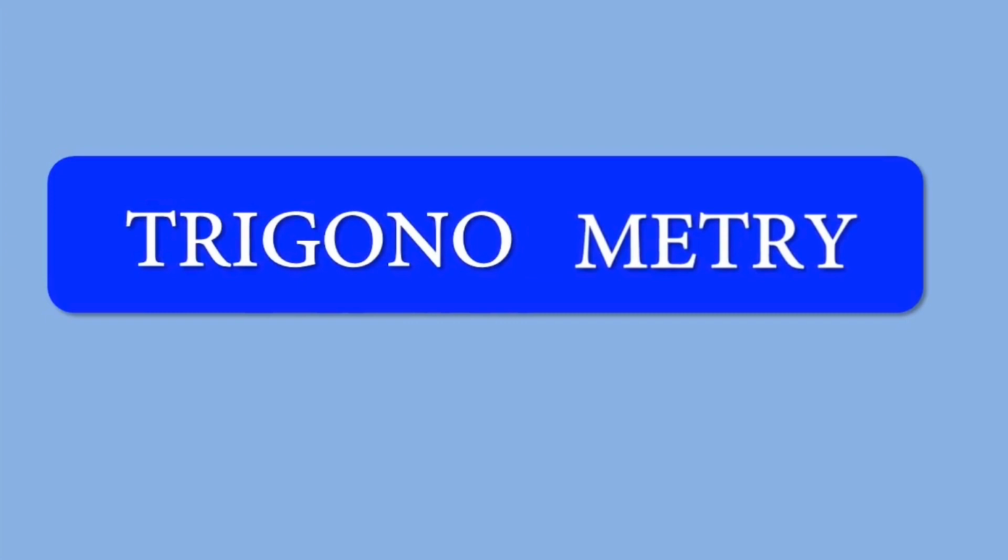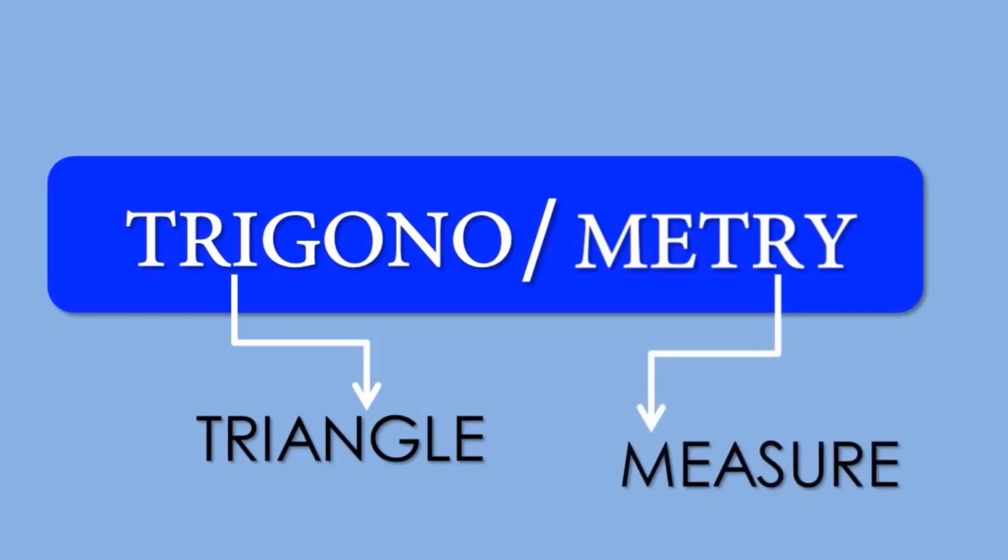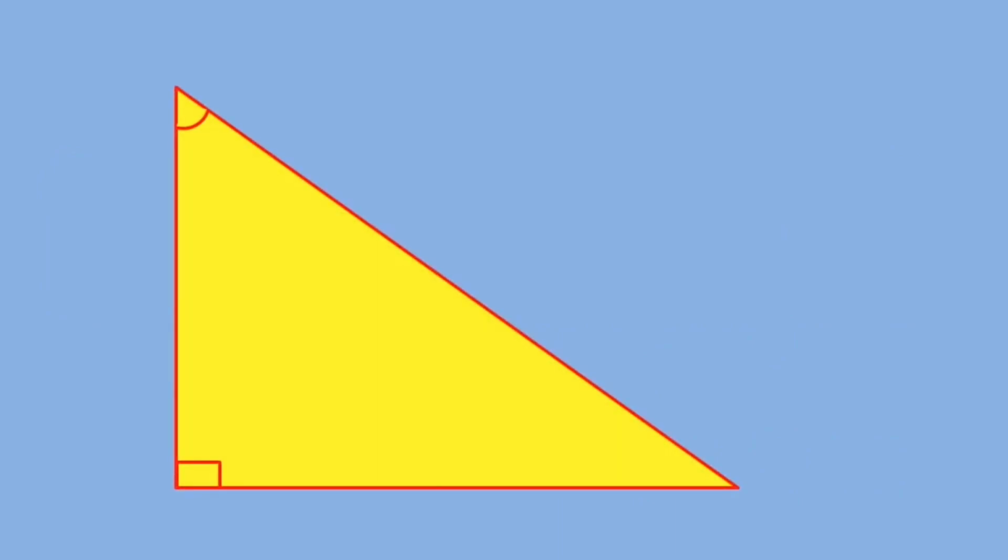The word trigonometry can be broken up into two words, trigono and metry. This is because the word trigonometry is derived from two Greek words, trigonon meaning triangles and metron meaning measure. Trigonometry deals with the relationships between the sides and the angles of triangles. While learning trigonometry, we always refer to right angle triangles.